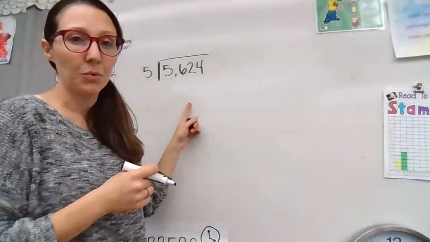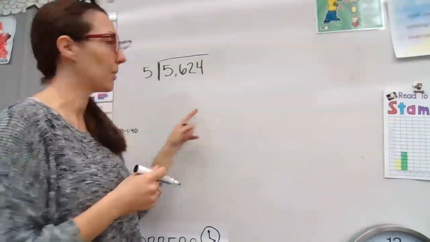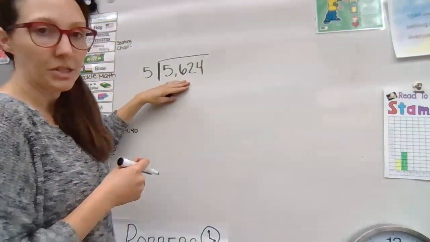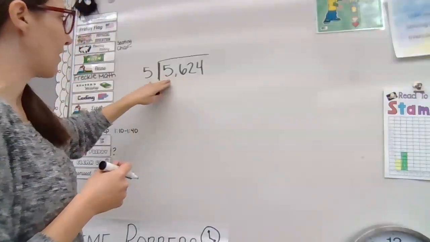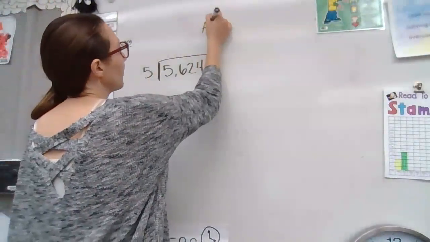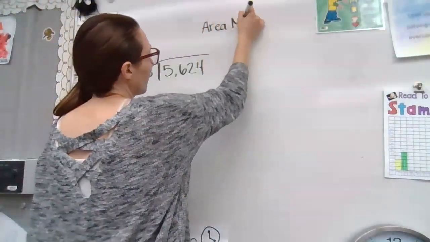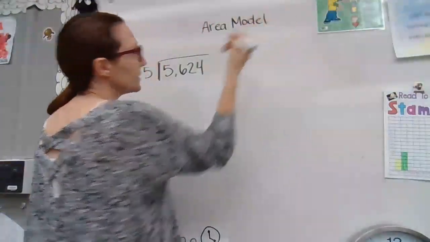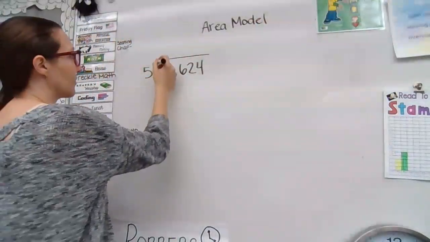In this video, I'm going to show you how the students have learned area model. One question that students have worked on is 5,624 divided by 5. They learned area model with multiplication, and now they're doing area model with division.